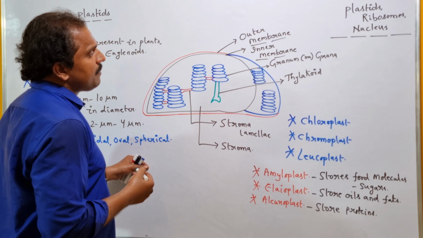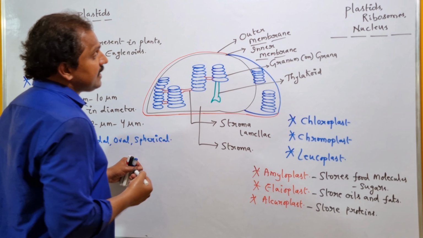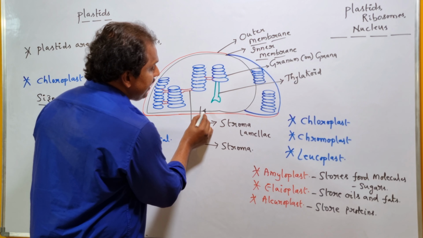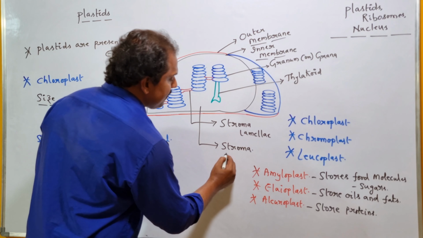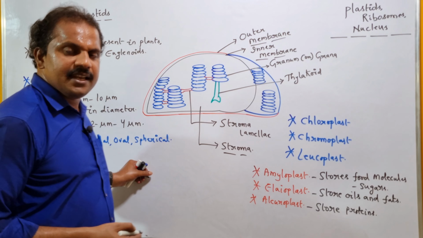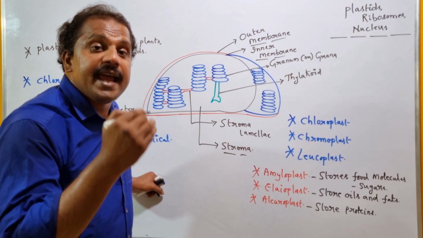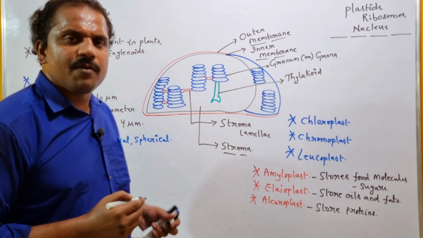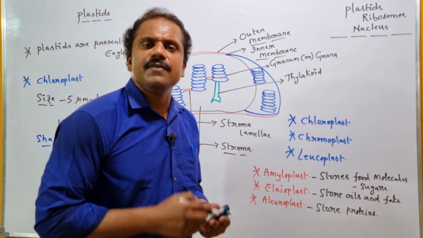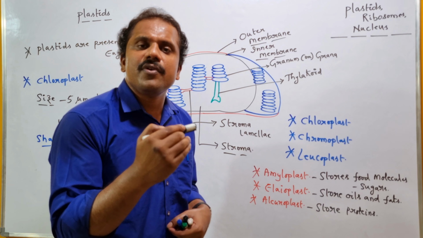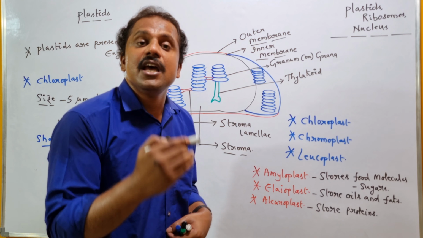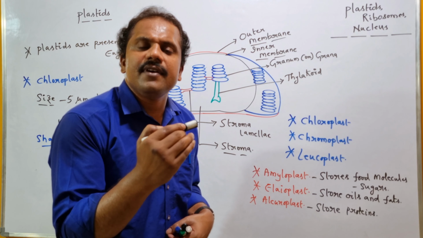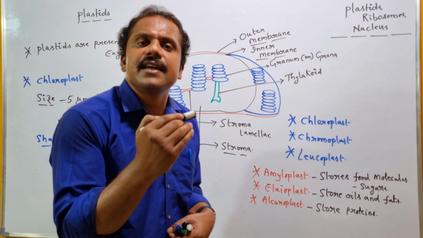In addition to the outer membrane and inner membrane, very adjacent to the inner membrane we can observe a specialized region, which is nothing but what? Stroma. Is it clear? The stroma of the chloroplast acts as a hotspot for organizing the dark reaction. In addition, the stroma contains various enzymes responsible for synthesizing proteins and carbohydrates, and it contains double-stranded circular DNA and 70S ribosomes.